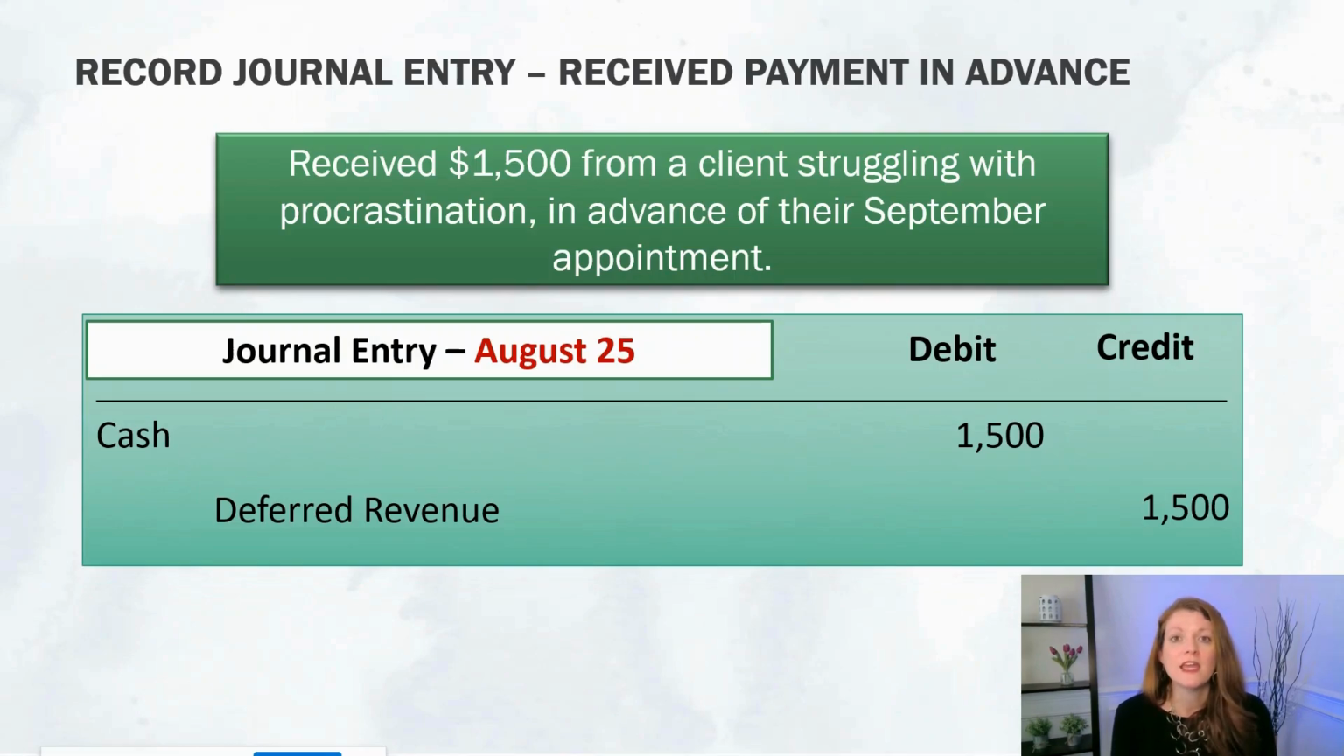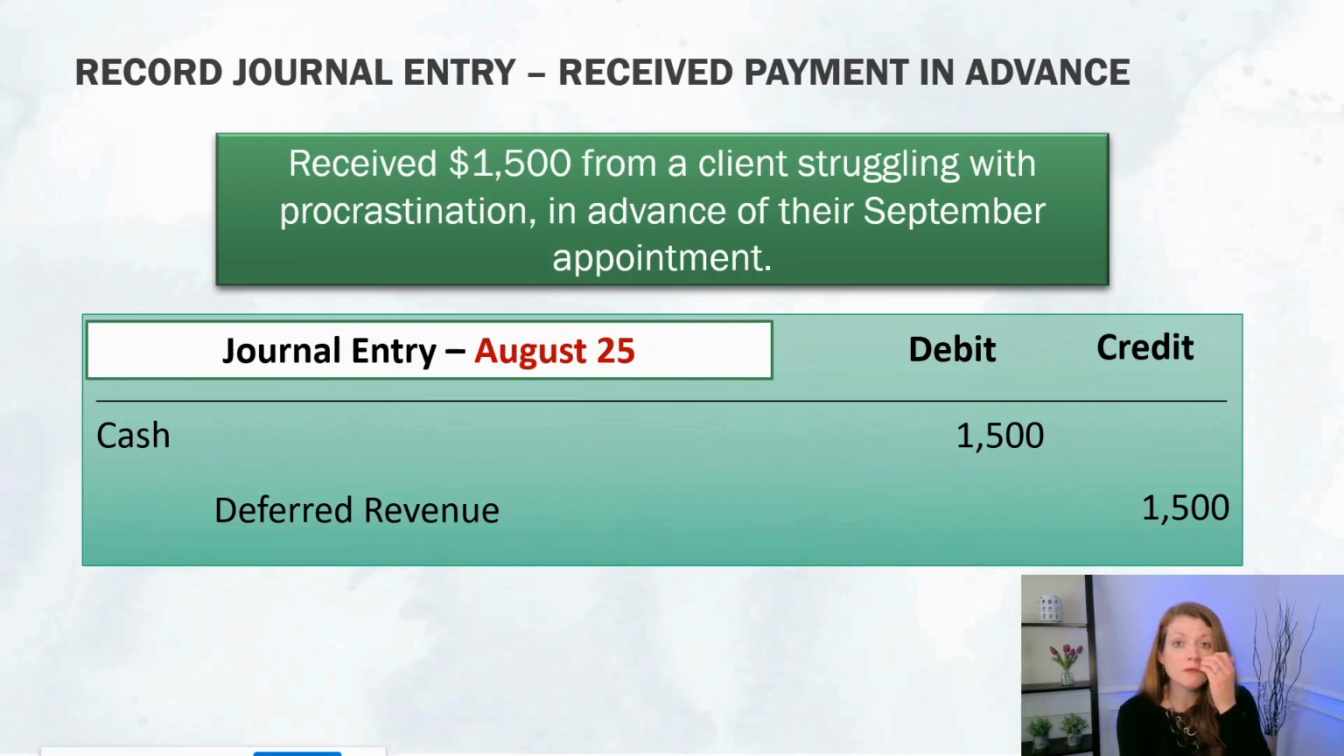Same thing. It just depends on what the book is asking for, what the homework problems are asking for. Deferred, like pushed off till later, or unearned. We have not earned this yet. Either way, it's a liability. It's the same account, just different names. We're going to show that as a credit because we're increasing the liability.